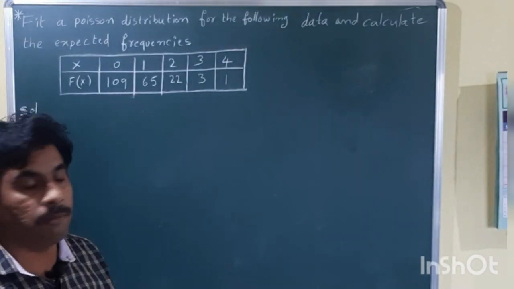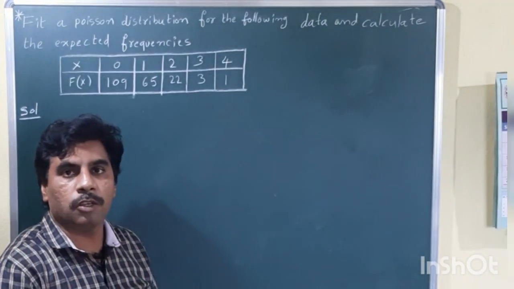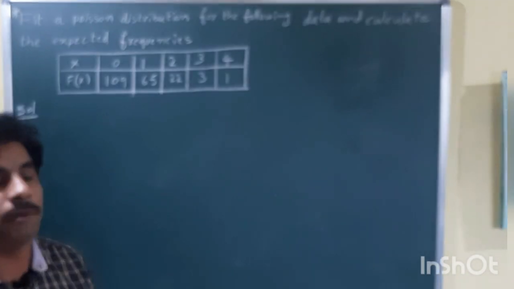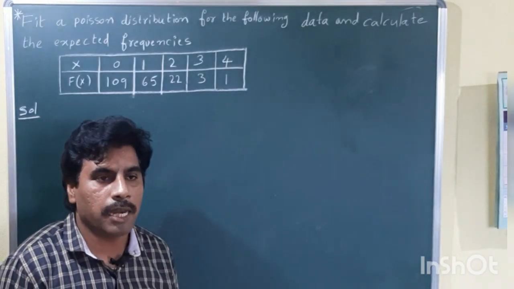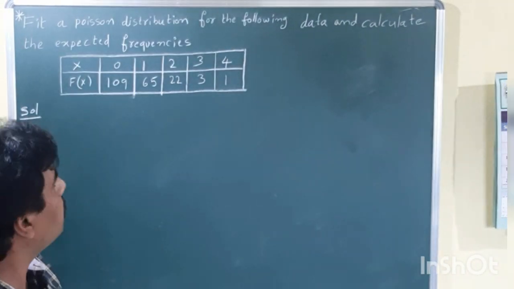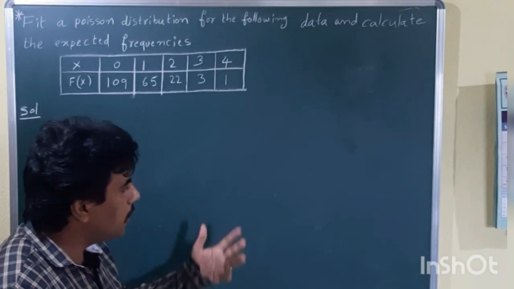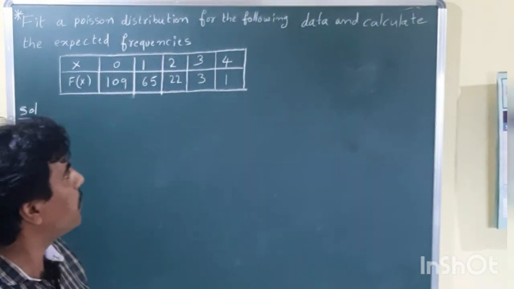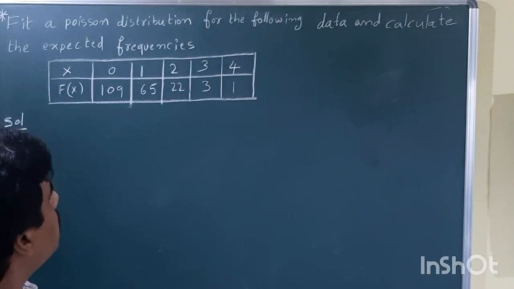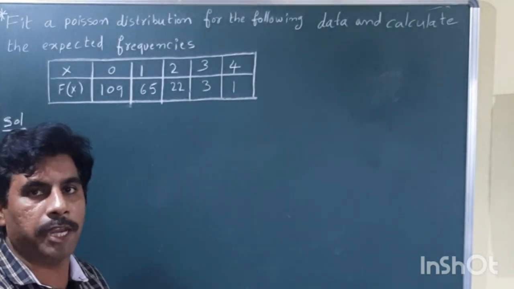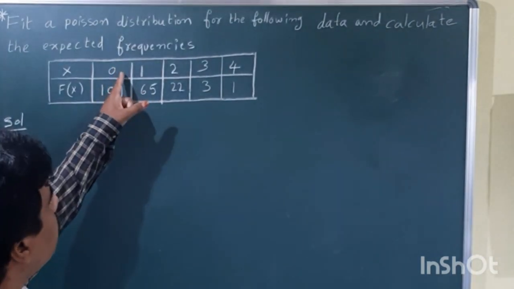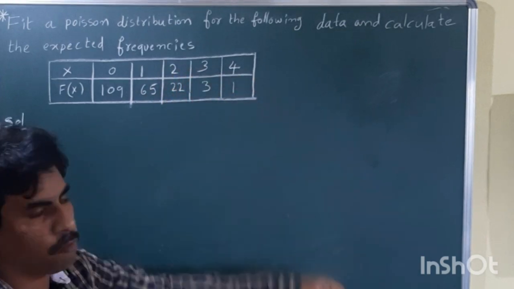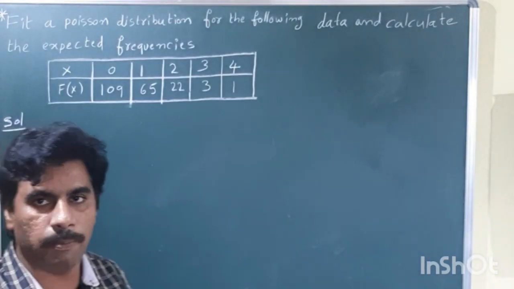They are obtained by performing a random experiment, but without doing any random experiment we have to find the expected frequencies. In this class you will learn how to find the expected frequencies. Now in order to find the expected frequencies we need to find the probabilities of every point, p of 0, p of 1, p of 2, p of 3, p of 4, but for it we want the mean.